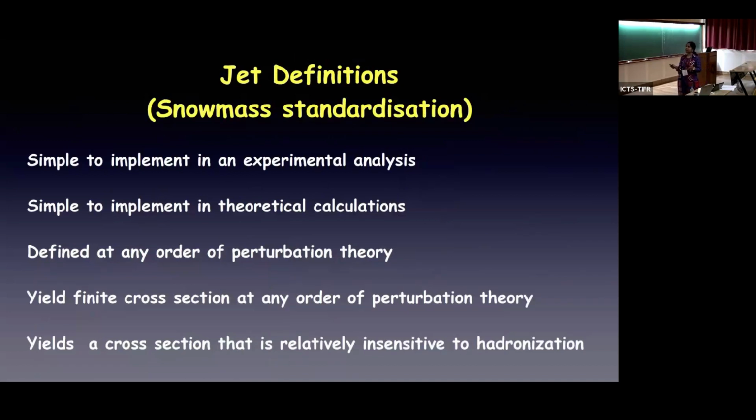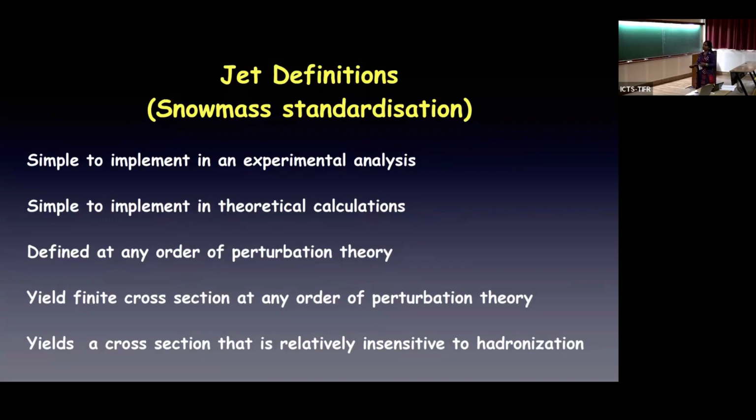So there's a standard way of defining jets, a certain set of rules, also known as an accord. The rules are, for both theory and experiment, that your jet algorithm or definition should be simple to implement in an experimental analysis, and simple to implement in theoretical calculations, because jets are complicated objects emanating from a complicated branching process, which we don't see.